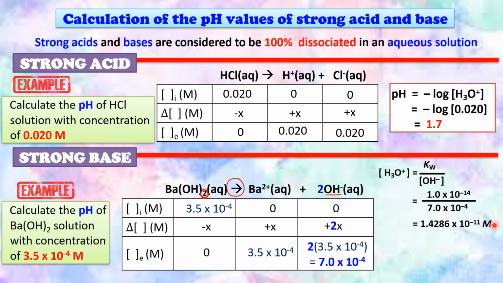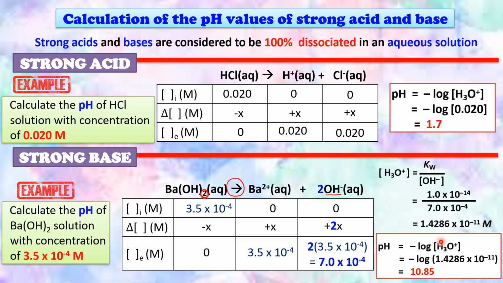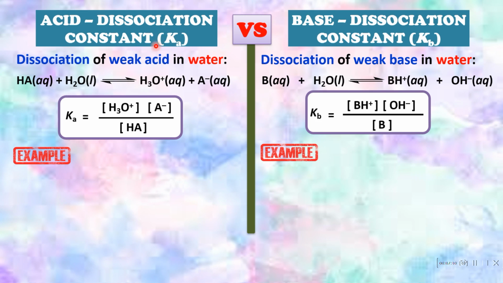Okay, now to calculate the pH, use the formula pH equals negative log concentration of H plus. Substitute the concentration of H3O plus, and you'll get the pH, which is 10.85. So what is Ka? Ka refers to the acid dissociation constant.